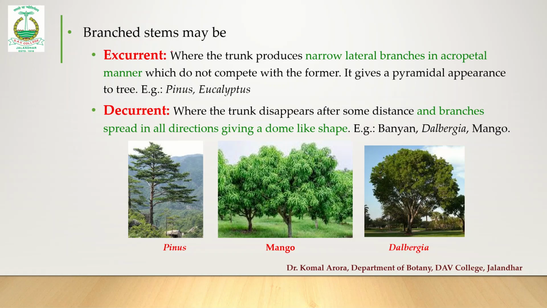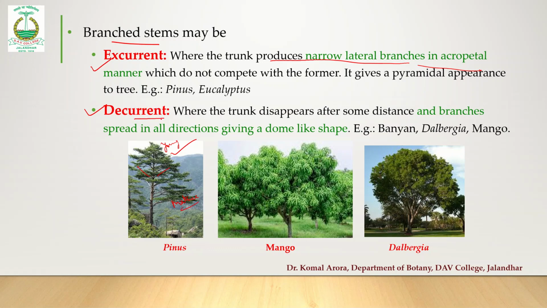Now if in trees the stem is branched, then we have the excurrent and the decurrent types. The excurrent type is when the trunk produces narrow lateral branches in acropetal manner, as you see in Pinus. We have a number of branches arising in acropetal manner, meaning the younger branches are present at the tip, and the mature branches are present at the base. So this arrangement is called excurrent. The same you observe in eucalyptus also.